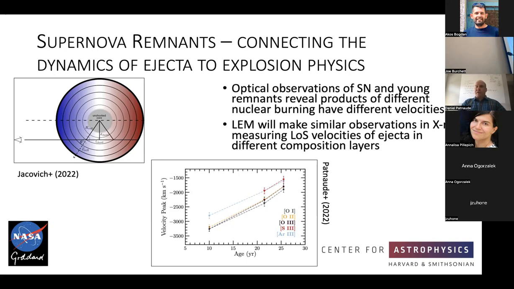So the heavier elements are moving with a systematically slower velocity. LEM is actually going to be able to make similar observations in X-rays, and we'll be able to measure line of sight of ejecta along different compositional layers. This is something which has not been done in the X-rays before. It's done with supernova, and only recently it's starting to be done with supernova remnants with various optical IFUs. So this is a very unique opportunity to trace the explosion physics in galactic and nearby supernova remnants.